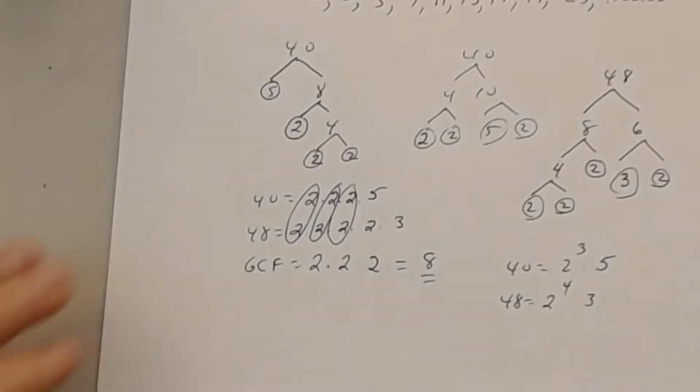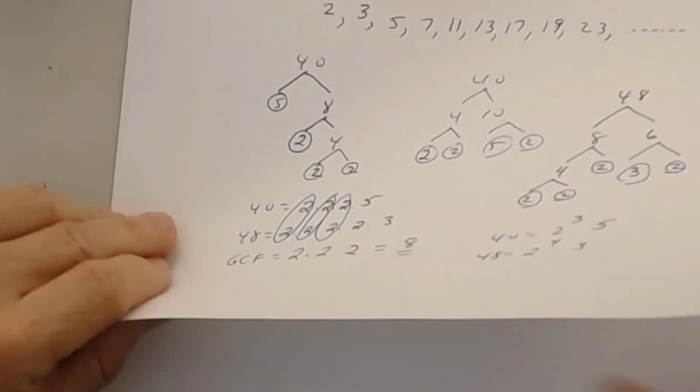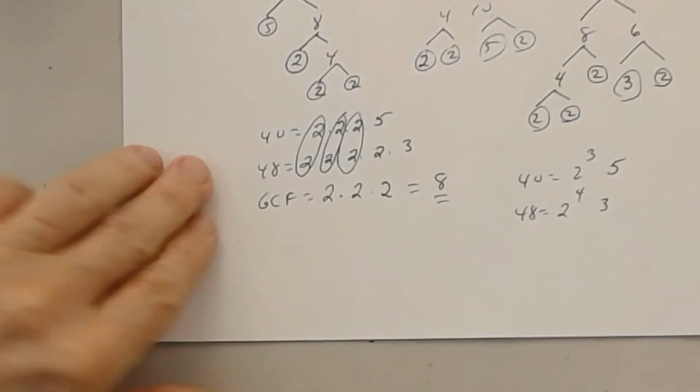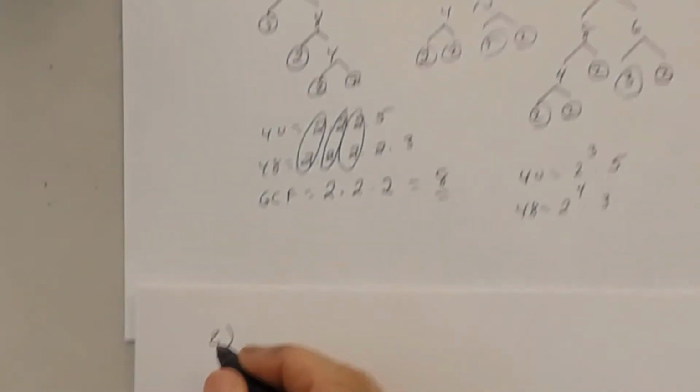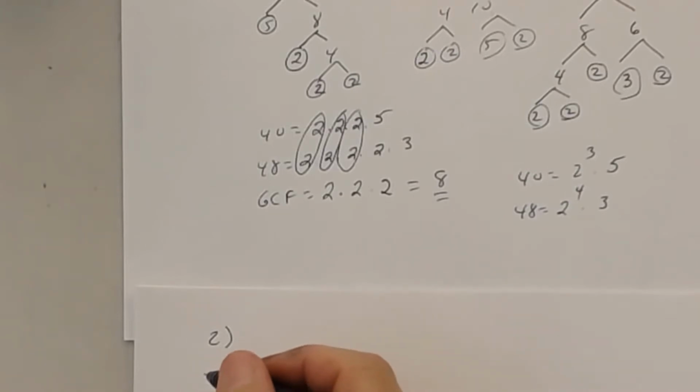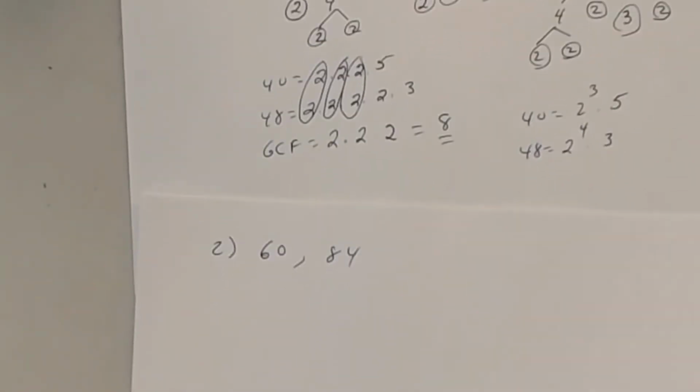All right, let's look at another with the factor tree. So here's another one with the factor tree. So that's number 2. All right, number 2, suppose we had 60 and 84. Now, guys, there's probably no way that you could guess at the GCF right away for that one. So let's just use a factor tree.